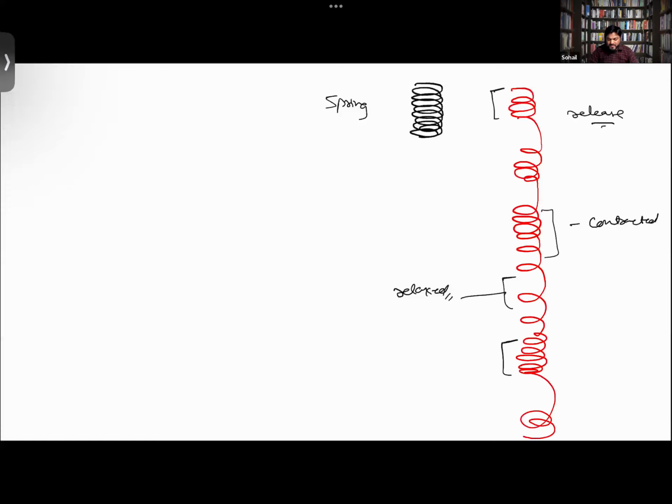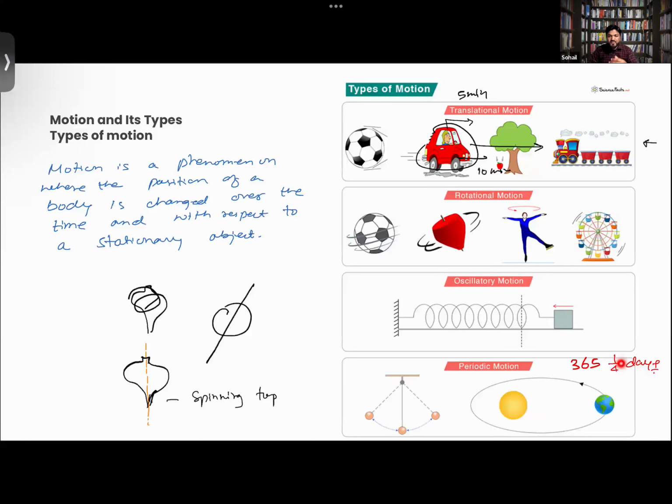Sir, the revolution of the earth is 365 days, 5 hours, 48 minutes. Right. So the 1/4 which I have written shows that it is a quarter of a day, so it will be almost about 6 hours. Getting it now?